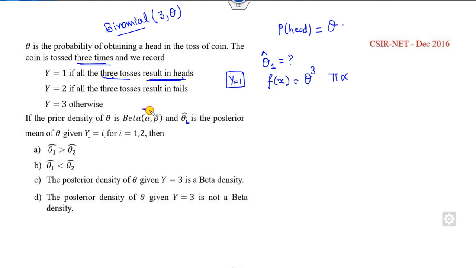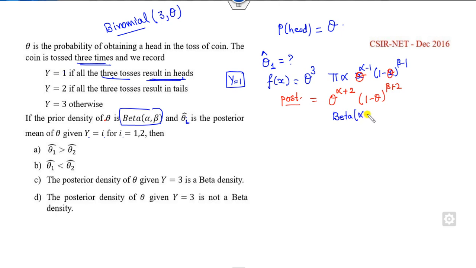The prior is a beta distribution. What is the formula for the beta distribution? It is x to the power alpha minus 1, times 1 minus x to the power beta minus 1. Then you can find the posterior of theta. Multiplying them, we get theta to the power alpha plus 2, times 1 minus theta. Can you identify that distribution? It is again a beta distribution with parameters alpha plus 3 and n plus 1.